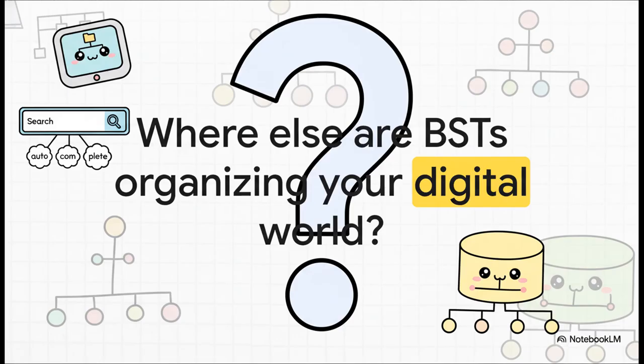So now you're in on the secret. Think about it. The file system on your computer that lets you find a file instantly. The autocomplete in your search bar. The way databases index billions of records. Now that you know the principle, I bet you'll start seeing the elegant, powerful logic of the binary search tree absolutely everywhere.